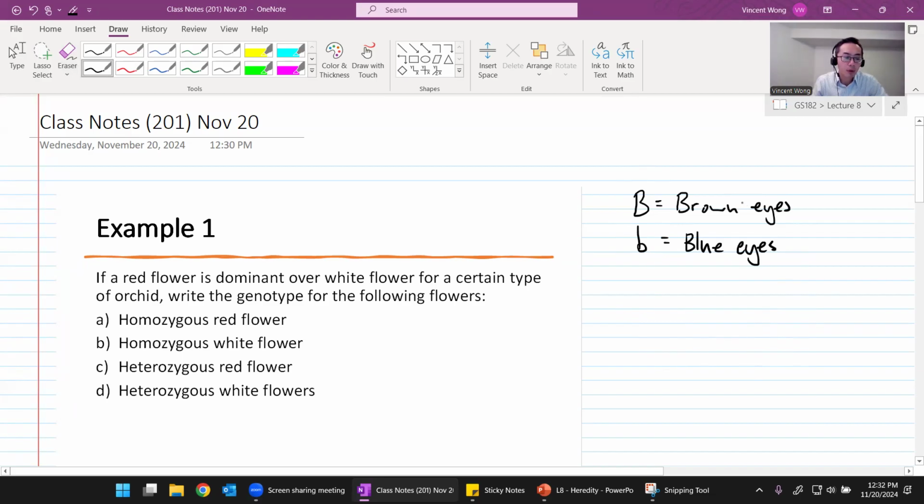Now we are diploid, meaning we have two sets of chromosomes, so we can have two alleles at most for a particular gene. So we can have big B big B, or big B small b, or small b small b. So the genetic makeup would be the genotype. And then the phenotype would be the manifestation of the alleles, like the actual physical appearance. So for big B big B, it is going to be brown eyes.